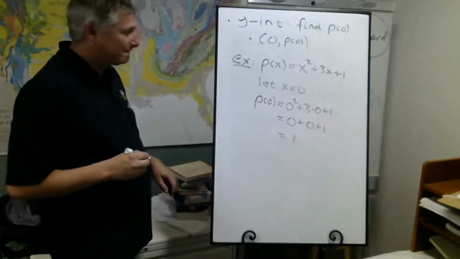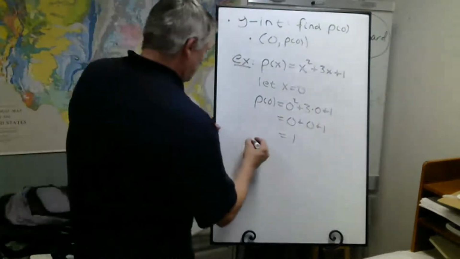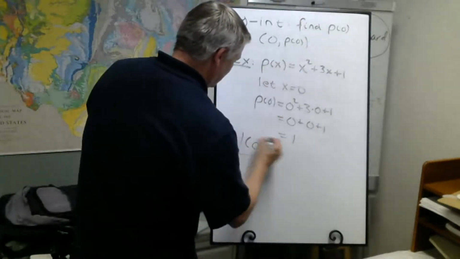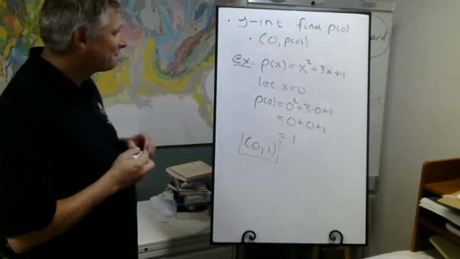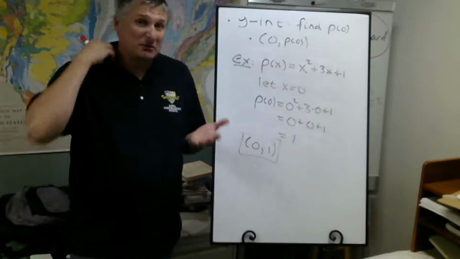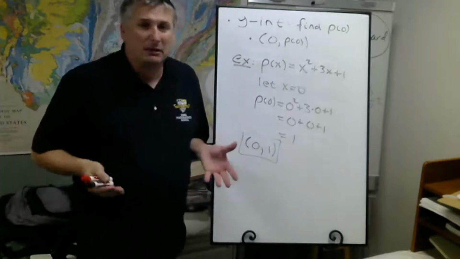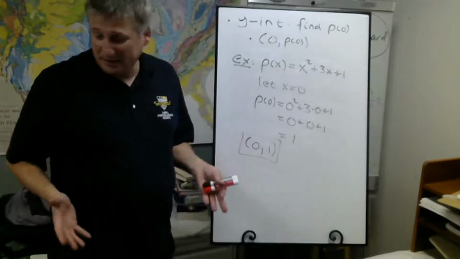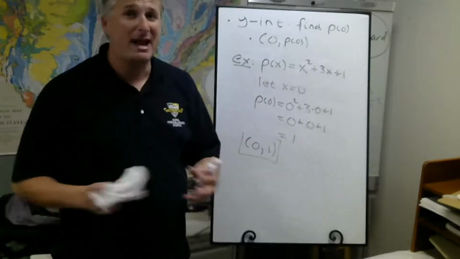And you're going to get 1. So we get 0, 1 as our y-intercept. And so that's it for the y-intercept. So that's not totally too complicated. It might be a little bit, but practice makes perfect. So where it's going to get a little messy is the x-intercept.